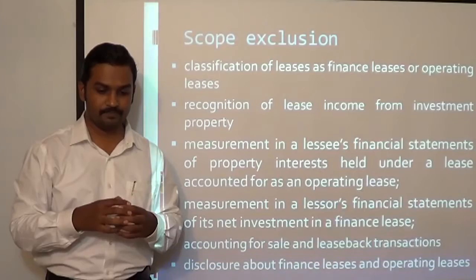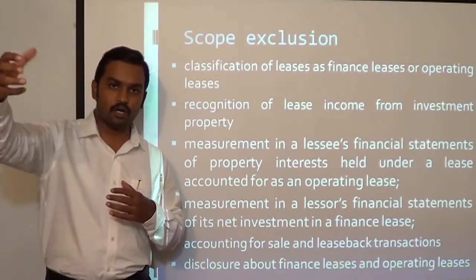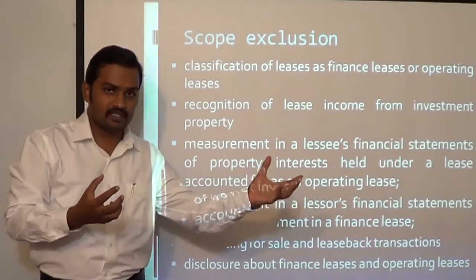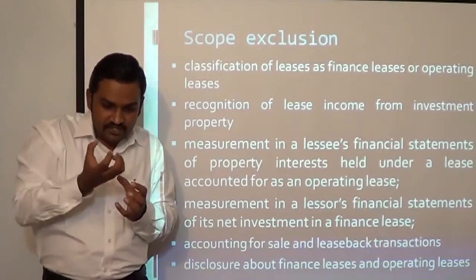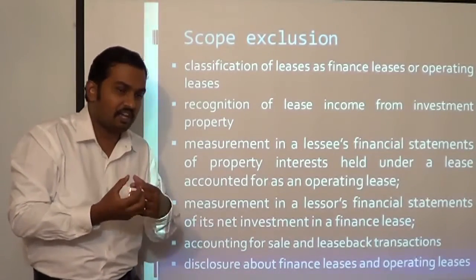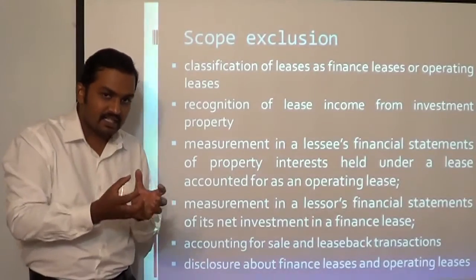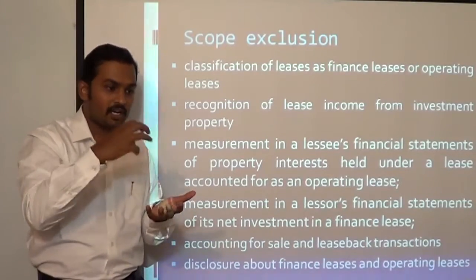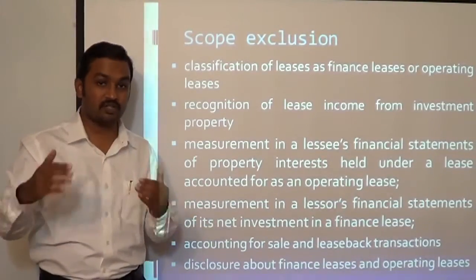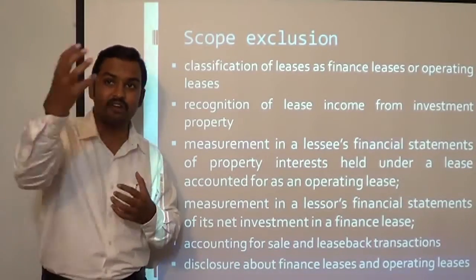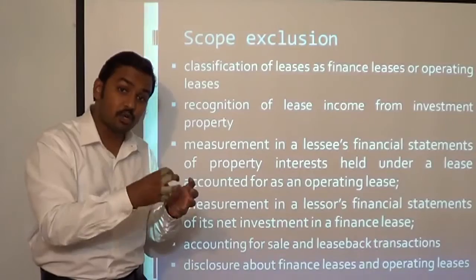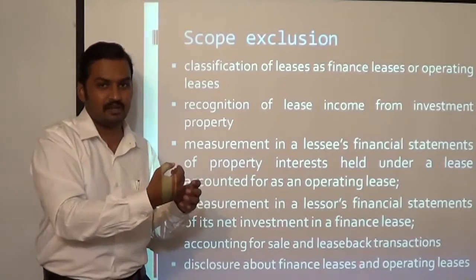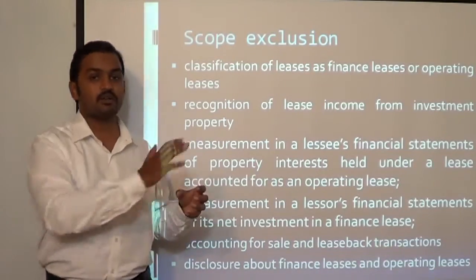Okay. Measurement in lessee's financial statements of property interest held under a lease accounted for as an operating lease. So there can be a situation where a lessee takes a land or a building on an operating lease from the landlord, and then he can also give it on sublease. In such cases, the property which he has taken on operating lease and which he has the capability of giving on sublease, the interest which he has in this property can also be shown as an asset in the balance sheet, but at what value to be shown is outside the scope of the standard. If you are a lessee, you have taken an asset on an operating lease, you can still show an asset in your books, but the asset will not be the land and building, it will be the interest which you have in this land and building. Okay. How to measure the value of that asset is outside the scope of the standard.